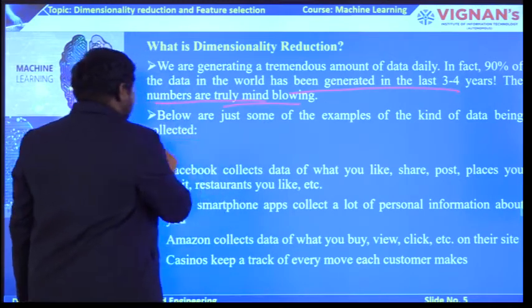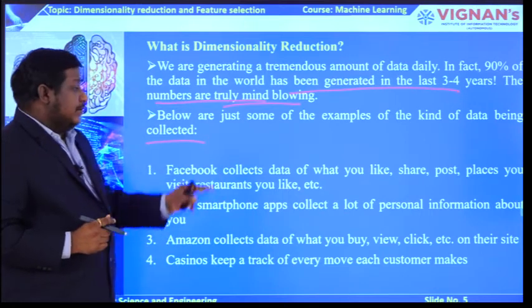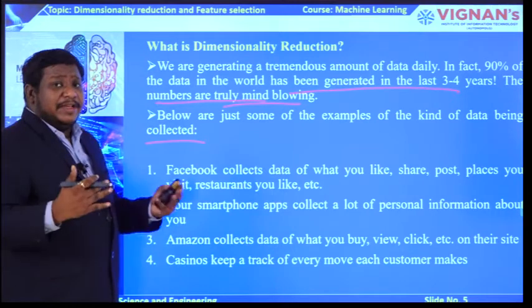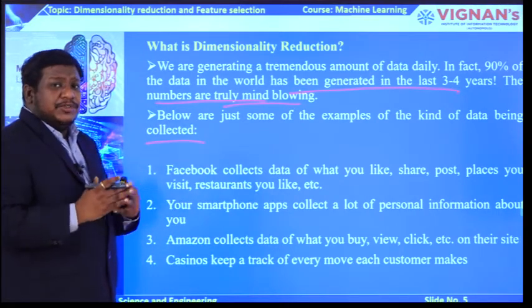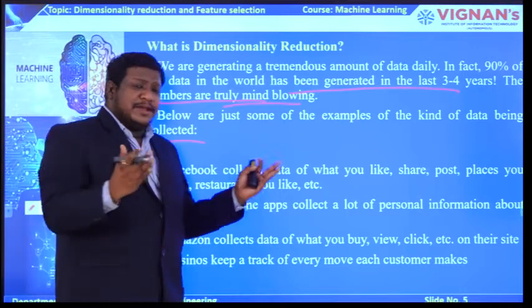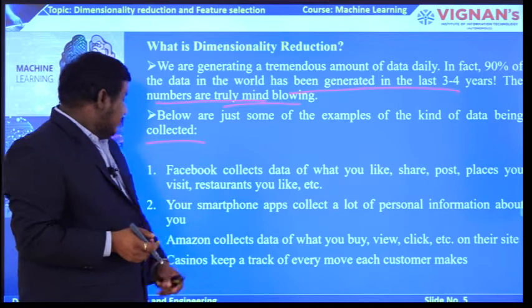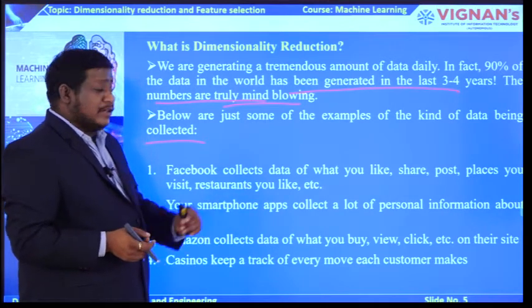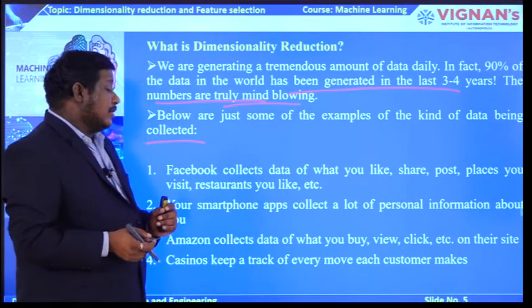Some of the examples I had given you are: Facebook collects data of what you like, share, post, places you visit, restaurants you like, etc. So with that, every individual user's data is being recorded. So you can think about the amount of data being stored. Your smartphone apps collect a lot of personal information about you. Amazon collects data of what you buy, view, click, etc. on their website. And of course, casinos keep track of every move each customer makes.